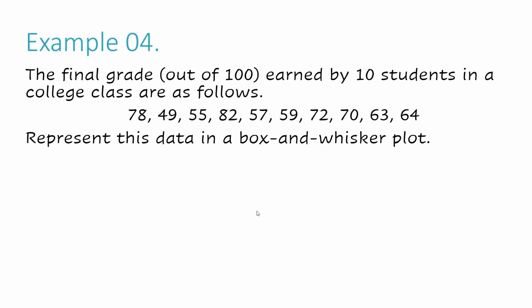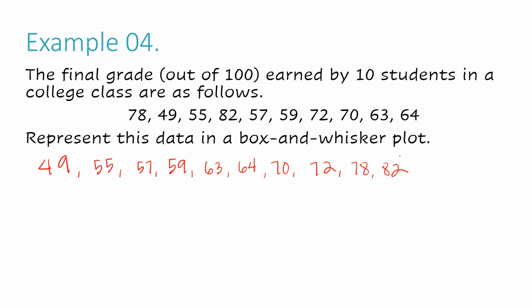Okay, well, the first thing I'm going to do is order it from least to greatest. And it looks like my smallest number is 49. My next smallest number is 55. My next smallest number is 57. Then 59, 63, 64, 70, 72, 78, 82.